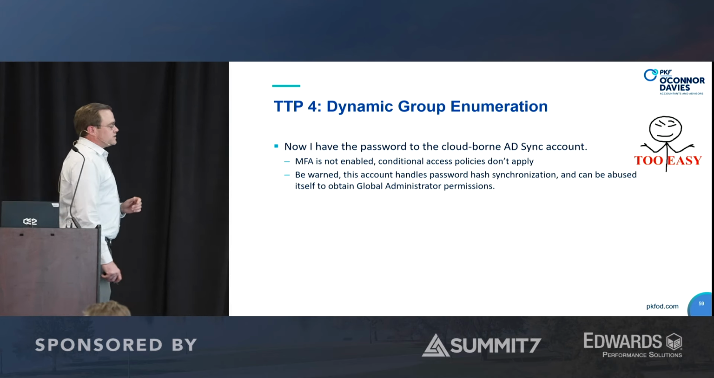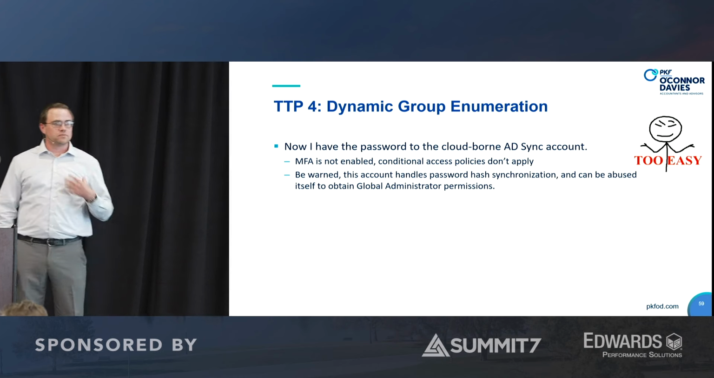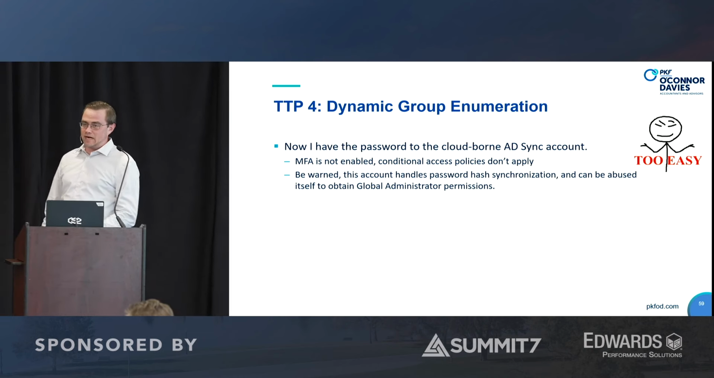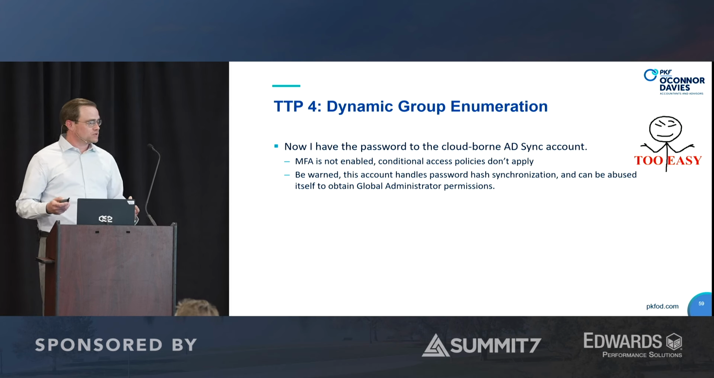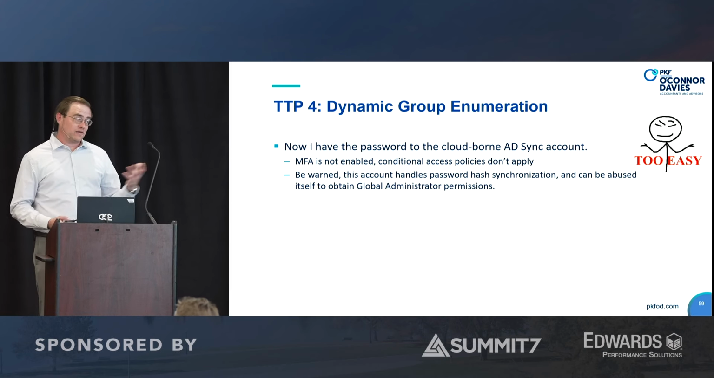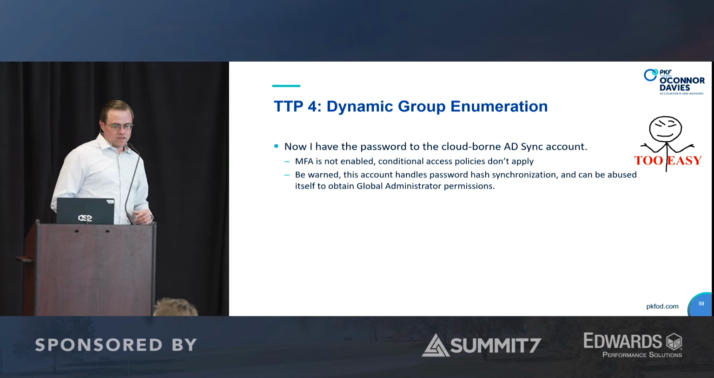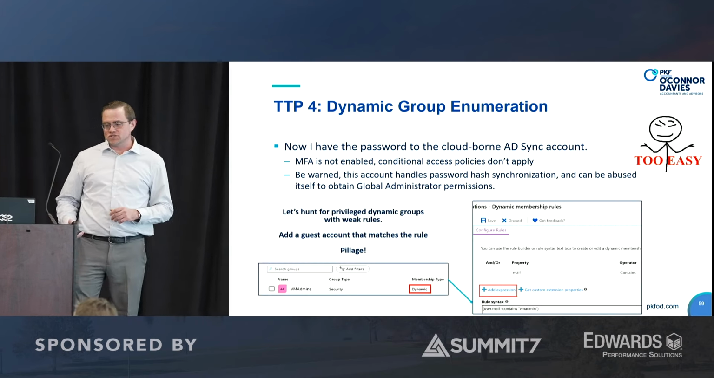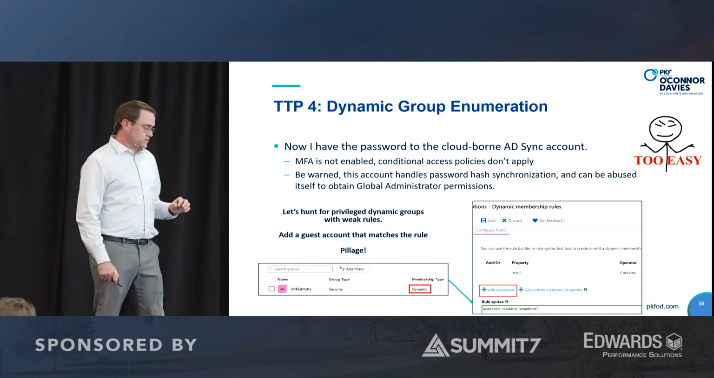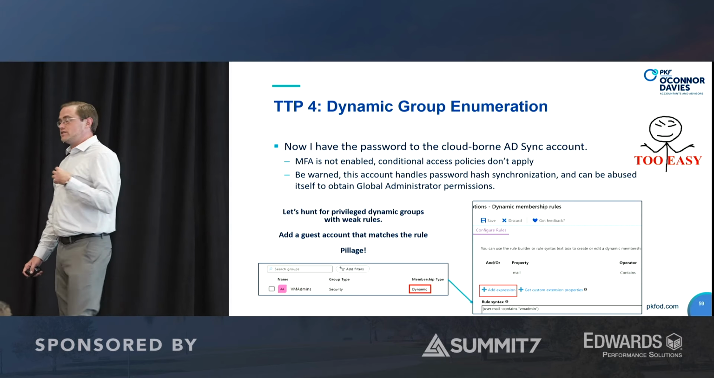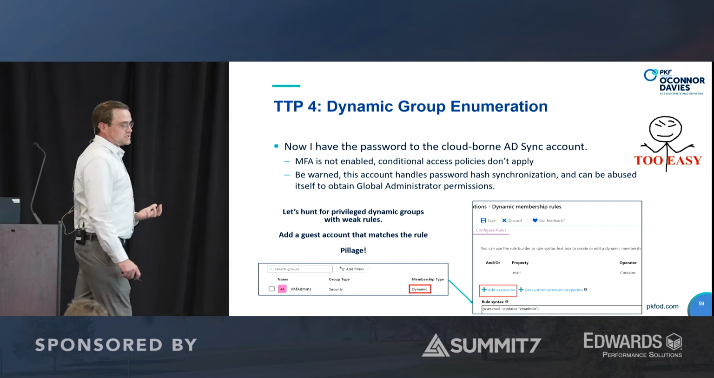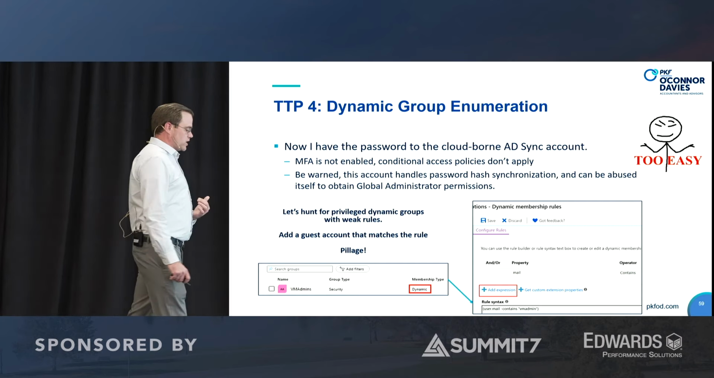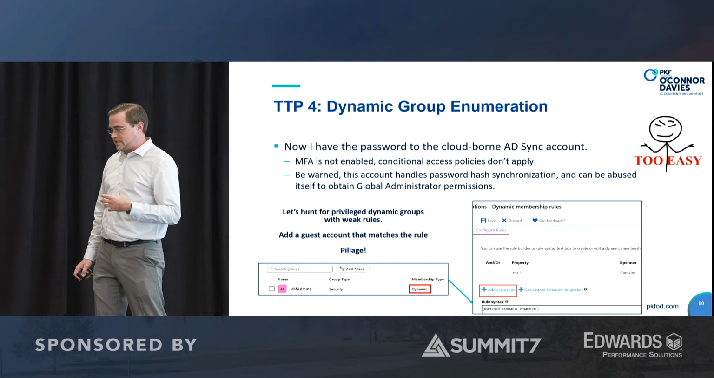What we're going to do instead is perform some additional enumeration in this environment. We're going to find dynamic groups, and we'll talk about what those are and how they can be abused. So we're going to hunt for privileged dynamic groups with weak rules. And then we're going to add a guest account that meets that rule and assume those privileges. So this is how this is going to work. I have access to the cloud synchronization account.